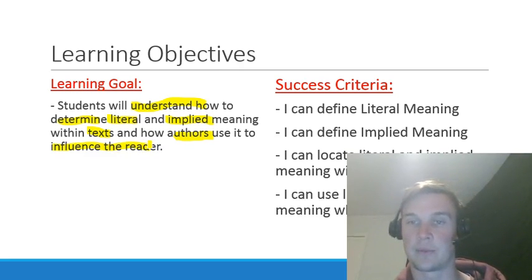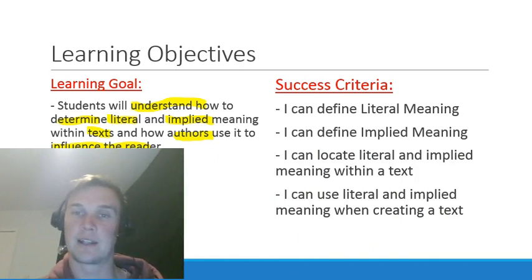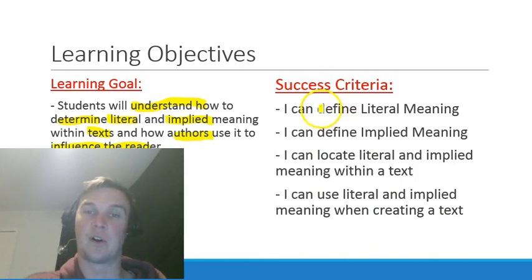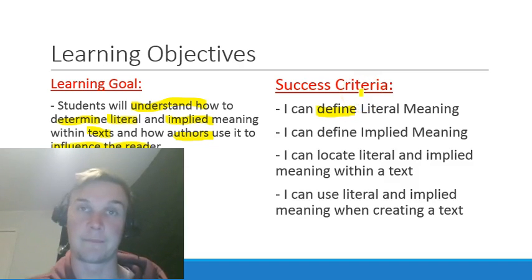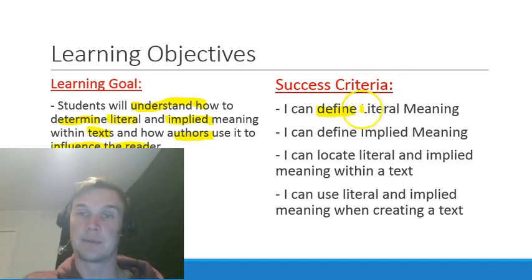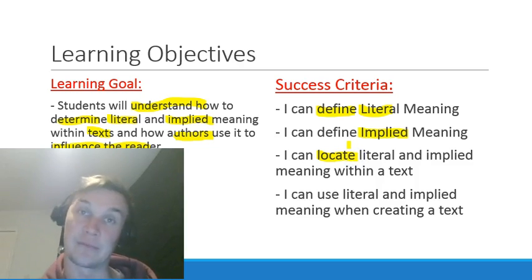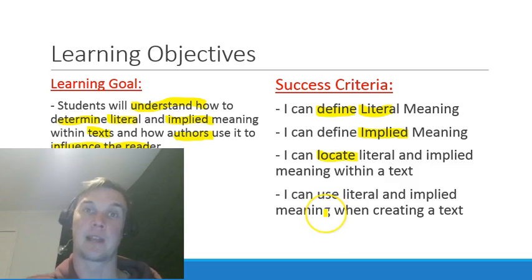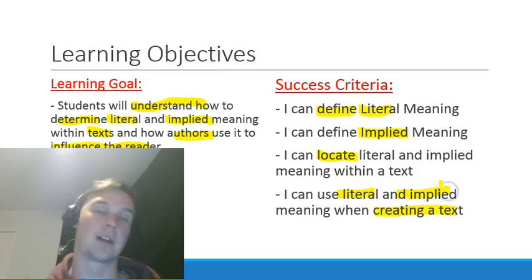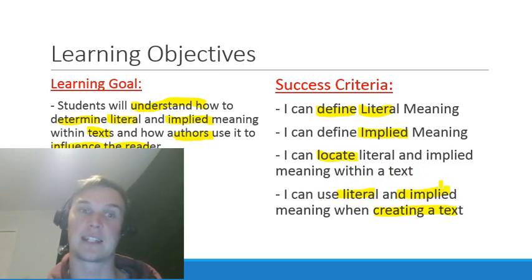Okay, so with our success criteria, I'll move my beautiful mug over to this side. So success criteria is that you can define, so it means being able to explain what it means. You need literal meaning, and also the same for implied meaning, and you can locate these within a text. So you need to be able to find it within a text and show that you can do that. And also finally, you're not just going to be reading it, you've got to be able to create it as well. So make sure that you're creating or using literal and implied meaning when you're within a text.